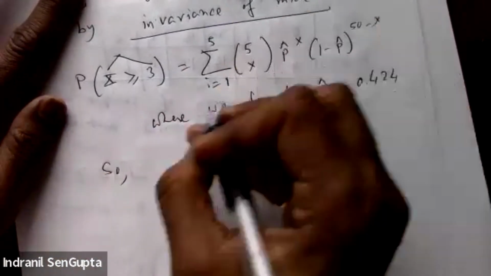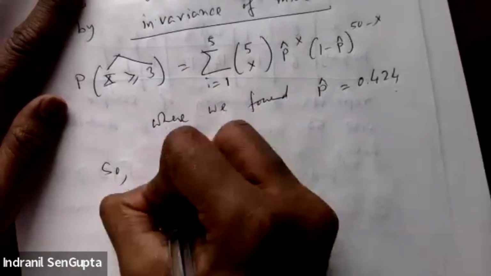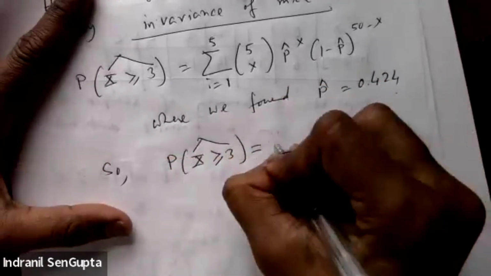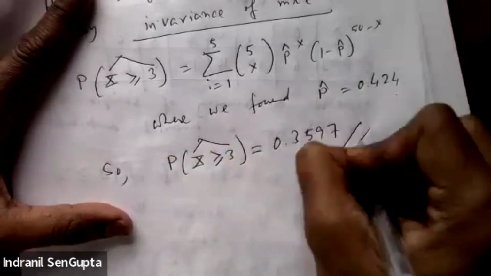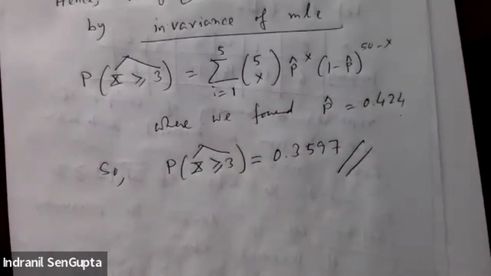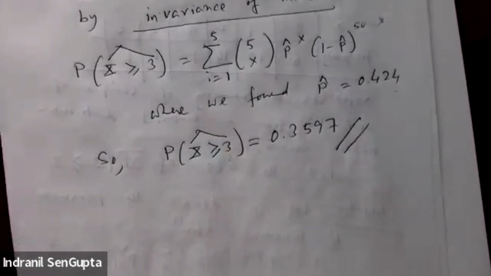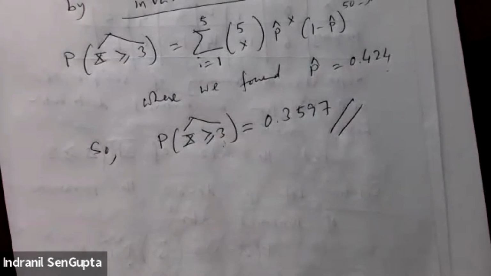So if we just plug it here and compute this, you'll get that the estimator of P(X > 3) is 0.3597. Okay, so that is the MLE for the binomial case when x bar is bigger than 3. So it shows you two different things. One is it uses the MLE for the binomial distribution, and then it uses the invariance of MLE to compute this. So that's why this invariance of MLE is a very, very powerful property, which is heavily used in practice.